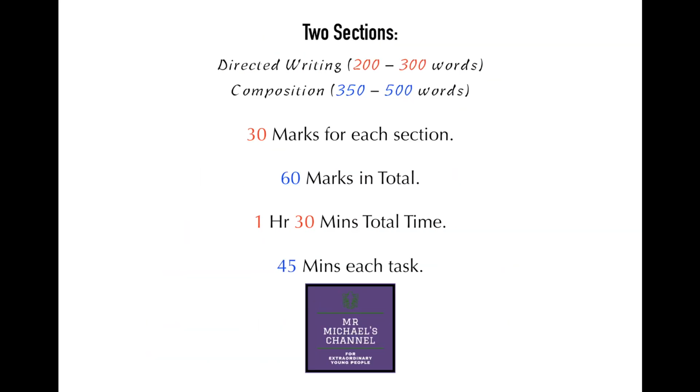So let's review everything that we've covered. There are 2 sections to the O-Level English writing exam. The first one is called Directed Writing, and you are expected to write between 200 and 300 words. The second section is called the Composition, and you are required to write between 350 and 500 words. Now, there are 30 marks available for each section, which makes 60 marks in total. You remember that you are given 1 hour and 30 minutes to complete the whole exam, which means we recommend that you spend 45 minutes on each task.